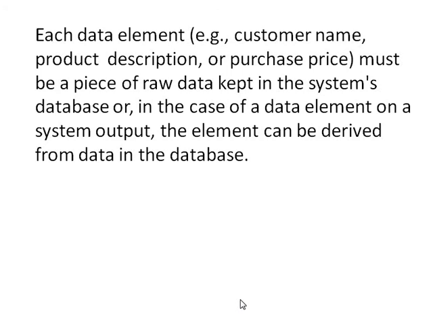What the analyst also must do here is make sure all the data which are required are kept in the database. A piece of raw data kept in the database, for example here, is customer name, product description or purchase price. So this tells us that this table is related to a company which sells some products to a particular customer. And we can derive some data from these elements and present it as an output.